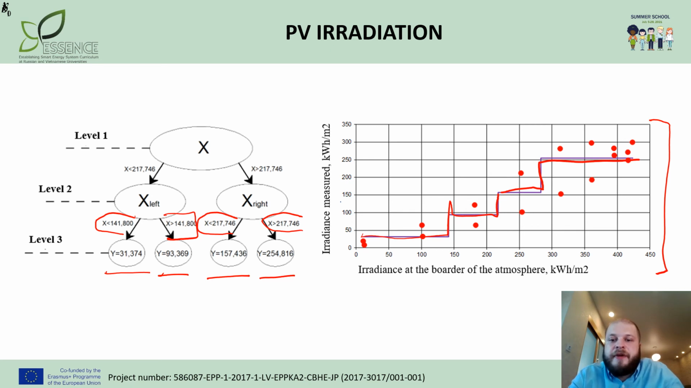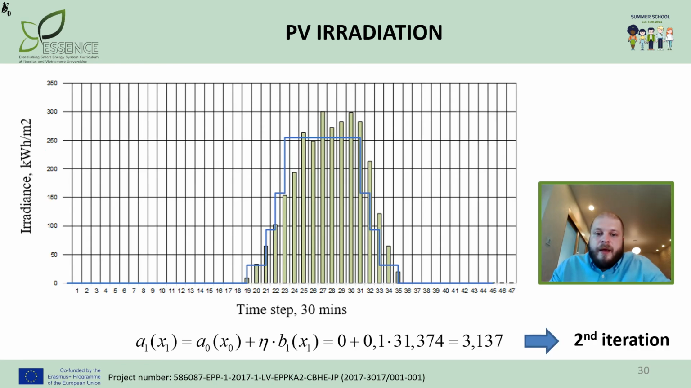illustrating the approximation mapped to the axis of irradiance at the border of the atmosphere and measured irradiance with the help of a horizontally installed pyranometer. Okay, so the final result for the sample day for the initial data set is provided in the chart diagram at the upper side of the slide.